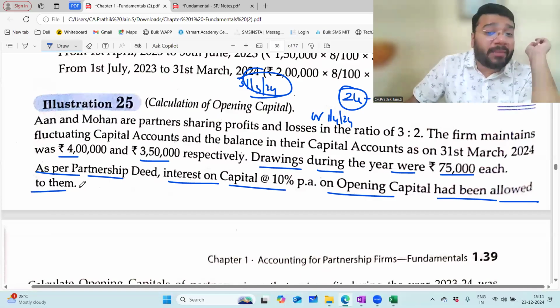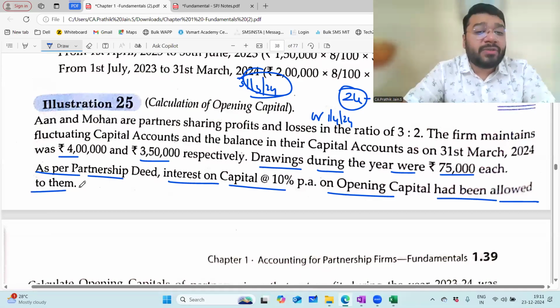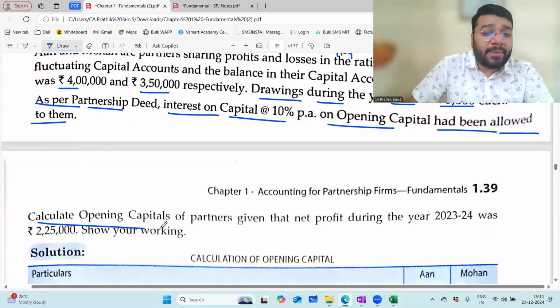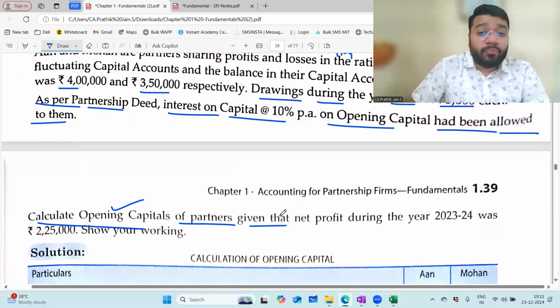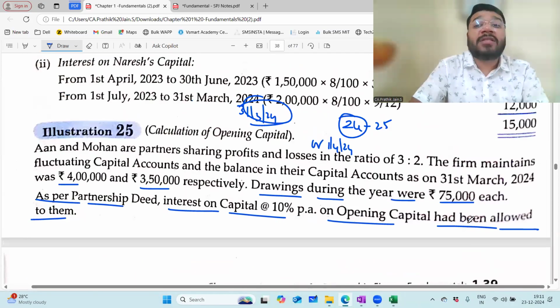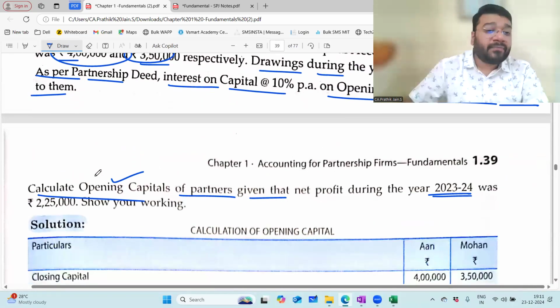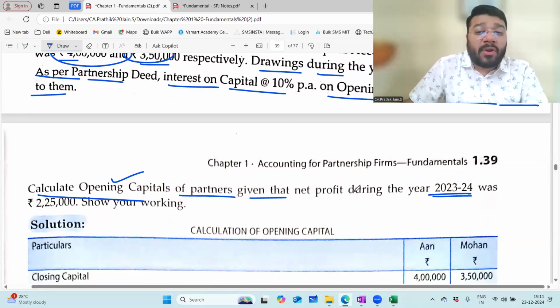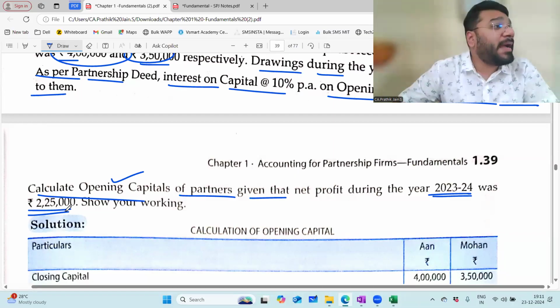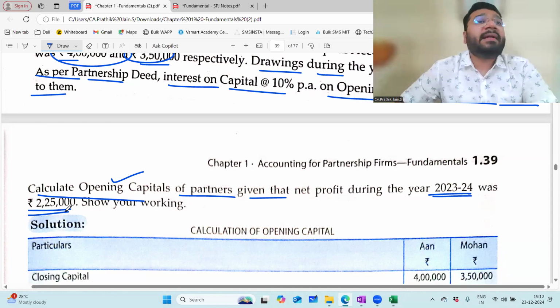capital, which had been allowed to them. As per partnership deed, interest on capital at 10% per annum on the opening capital had been allowed to them. Calculate the opening capital of the partners, which means the capital given to you is not opening capital, it is closing capital. Second, the financial year is 23-24, so it ends with 31st March 24. So now we can conclude that these capitals are closing capital. The net profit during the year is 2,25,000. The profit that is coming from the P&L is 2,25,000 rupees. Wonderful. So this entire question is focusing on the calculation of the opening capital.